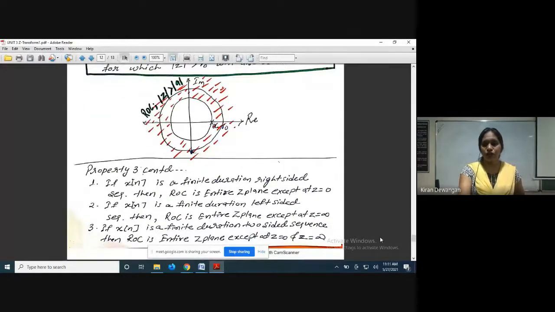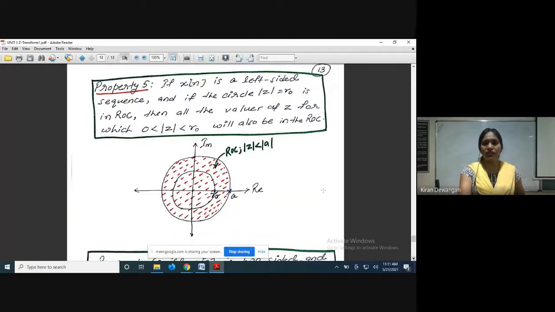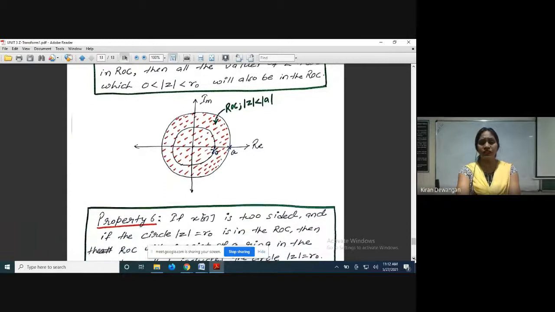Now we can even go for the left-sided sequence. Property 5 says that if it is a left-sided sequence, then ROC will definitely be mod of z less than mod of A, that is the interior of the circle of radius A, which we have already studied in the previous lecture. If gamma naught lies somewhere here, in that case all the values of z between 0 and gamma naught will also be in the region of convergence. That is what it is trying to say. This is the fifth property. Now the next property is the sixth property.